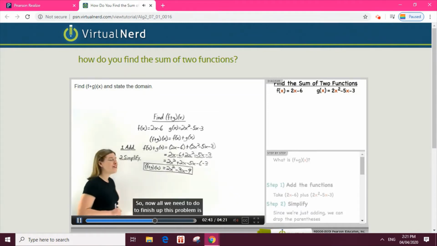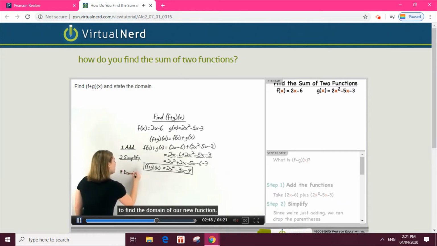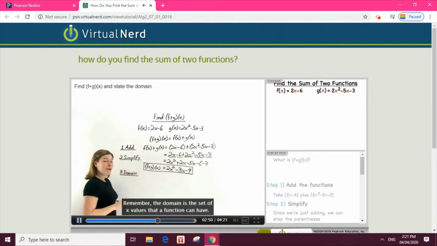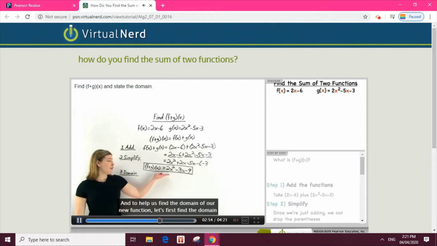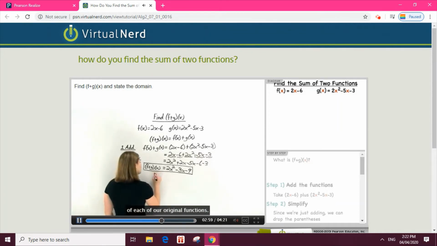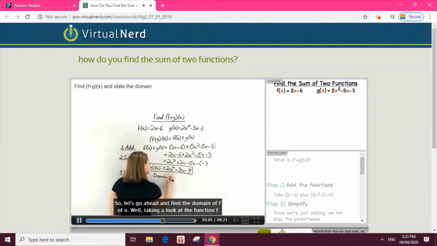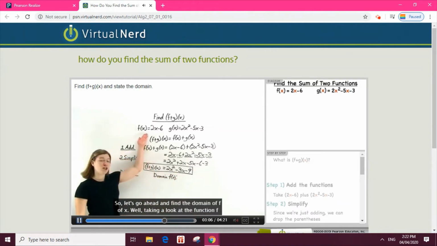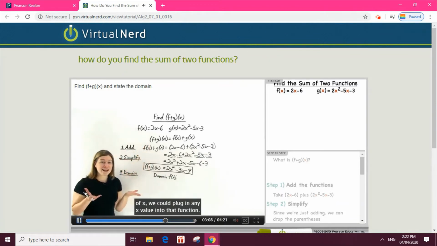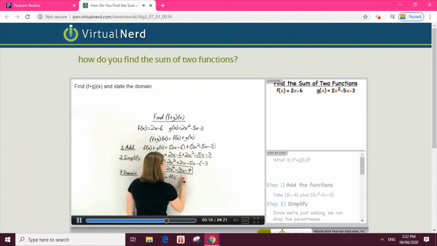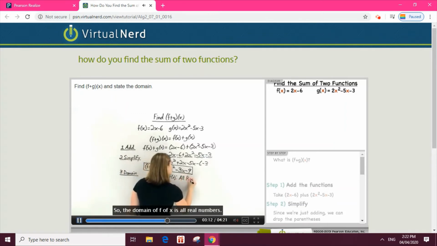So now all we need to do to finish up this problem is to find the domain of our new function. Remember, the domain is the set of x values that a function can have. And to help us find the domain of our new function, let's first find the domain of each of our original functions. So let's go ahead and find the domain of f of x. Well, taking a look at the function f of x, we could plug in any x value into that function. So the domain of f of x is all real numbers.